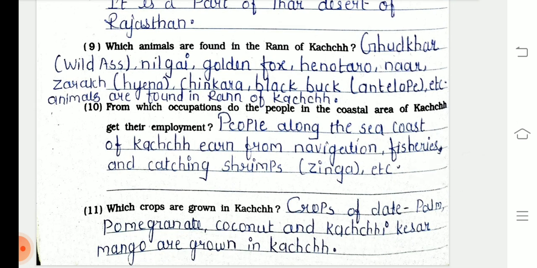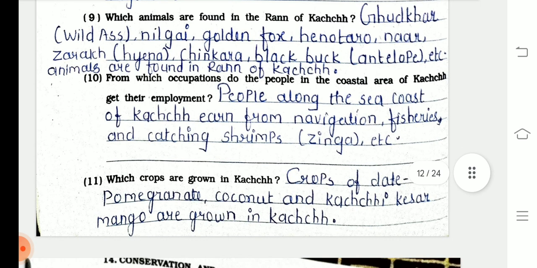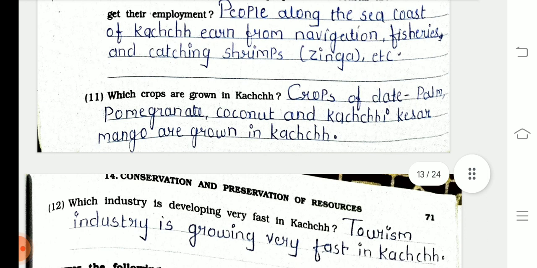Tenth one, from which occupation do the people in the coastal areas of Kutch get their employment? People along the sea coast of Kutch earn from navigation, fisheries and catching shrimps, etc. Eleventh one, which crops are grown in Kutch? Crops of date, palm, pomegranate, coconut and Kutchi kesar mango are grown in Kutch.